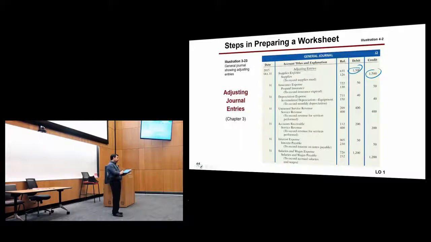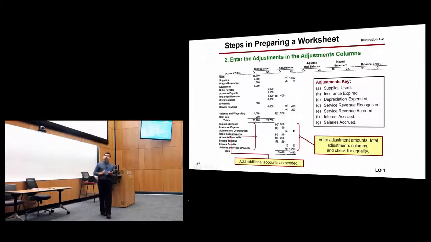Now, once you have those adjustments, this is what we call keying. So the adjustment keys are this. We have to make an adjustment for supplies that were used in the month of October. And as you can see, there are letters here, A, B, C, D. This is basically to link every two adjustments. So for example, the first one was to adjust for supplies used. We know that we need to debit supplies expense, credit supplies.